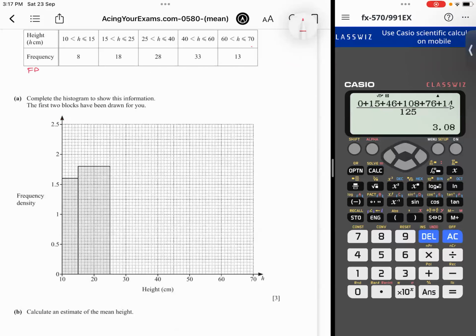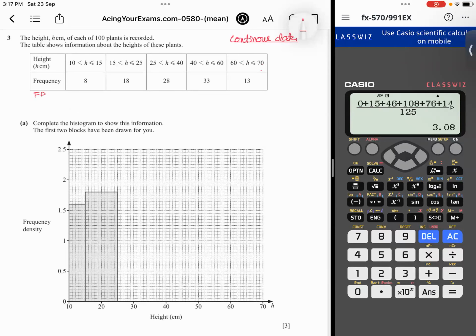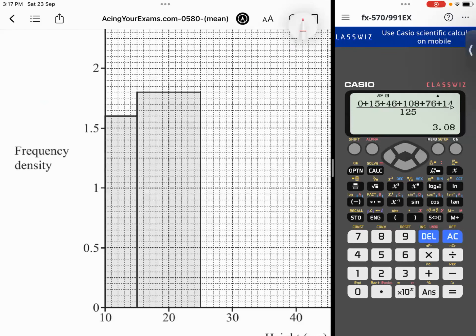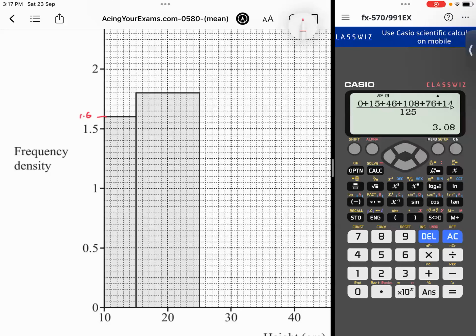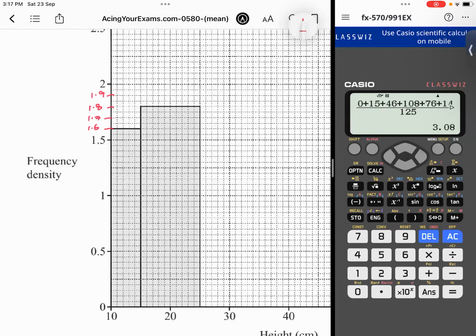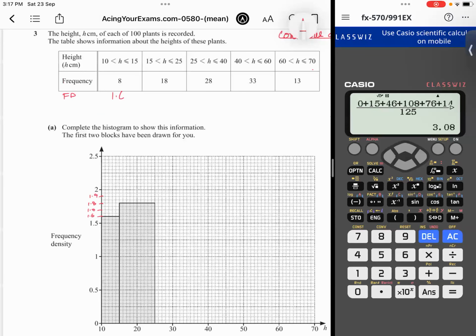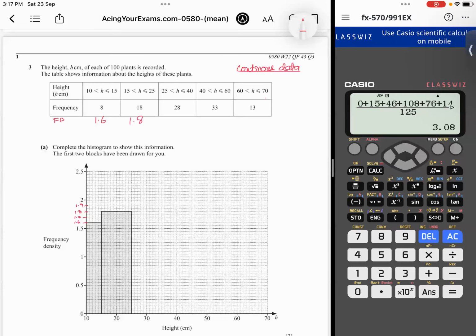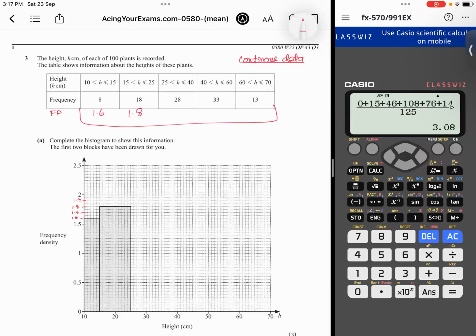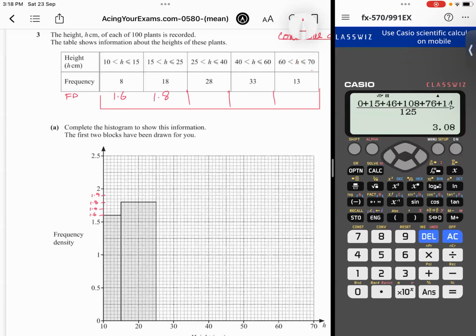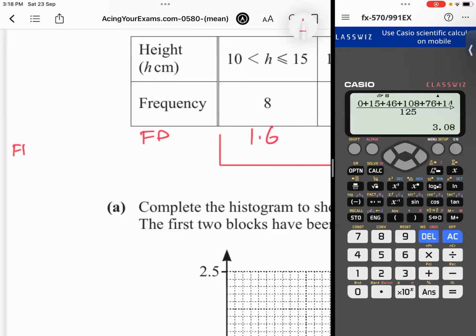All right, let's see. So the pillar for 10 to 15 is already given. So that is 1.5, 1.6, 1.7, 1.8, 1.9. Okay, so that value is 1.6. This is given to us. Okay, second one is also given, which is 1.8. Okay, let's check the value of K in order to find out the rest of the frequency densities. So check K first. So let's check. Frequency density is frequency divided by class interval times K.